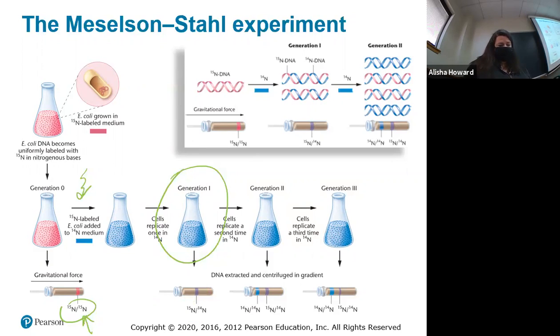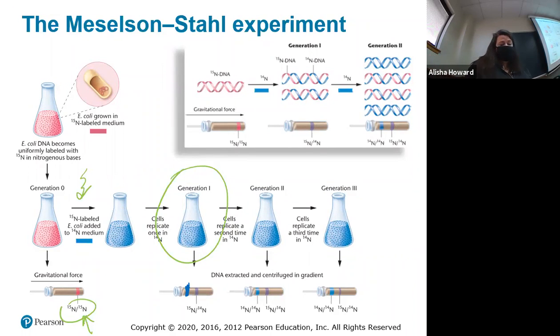And what they saw is it didn't shift into two bands. You might have pink down there and blue as the next one, and blue up there as one scenario. That means you made a completely new blue strand and you still had the original pink strand. That would be conservative replication.